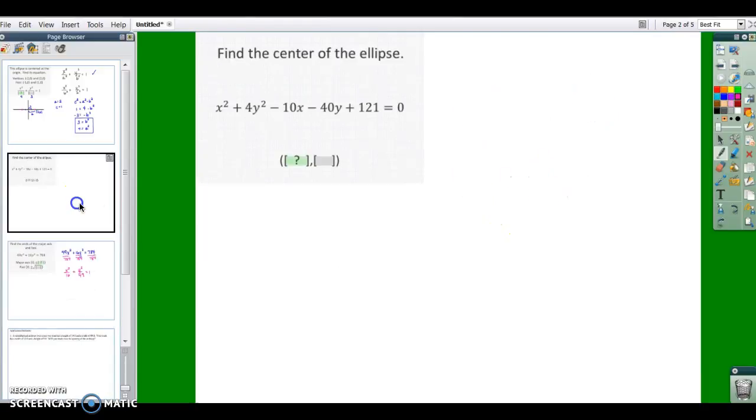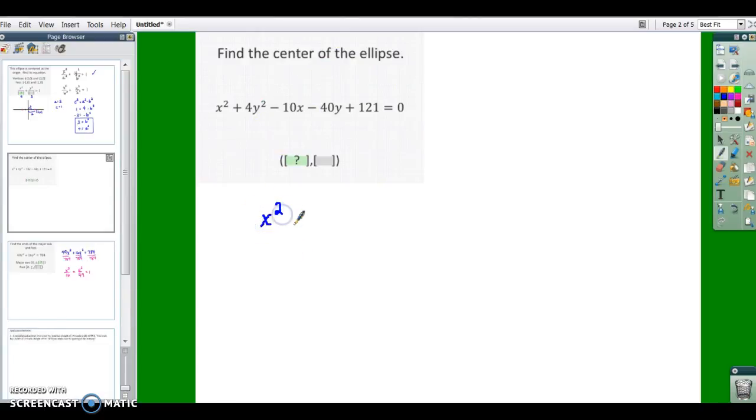So let me double back then to this. Clearly this is not in a form that we currently recognize. So we're going to have to get it into a form that we recognize, which requires us to complete the square. We're going to have to complete the square on the x terms as well as the y terms. So let me kind of go through how you would do that. The first thing you want to do is group your x terms together, group your y terms together, and move the constant term over to the other side.